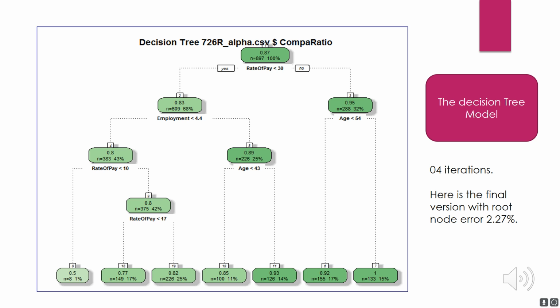For the decision tree model, we performed 4 different iterations with different key predictors. Shown here is the final version with a root node error of 2.27%. We always kept in mind that the decision tree model tends to produce a higher error rate, and it's really a trade-off between simplicity and the error rate. The predictors that we used were employment length, age, and rate of pay.